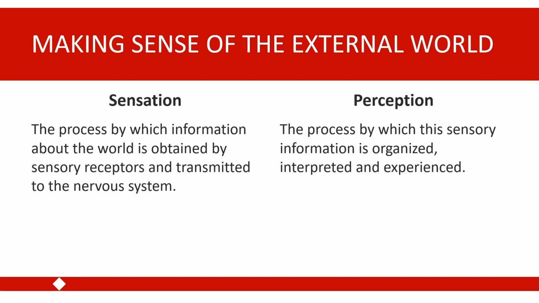Sensation refers to the processes by which this information about different things in the world is obtained through our sensory receptors and then transmitted to the nervous system to be processed, organized, interpreted, and experienced.